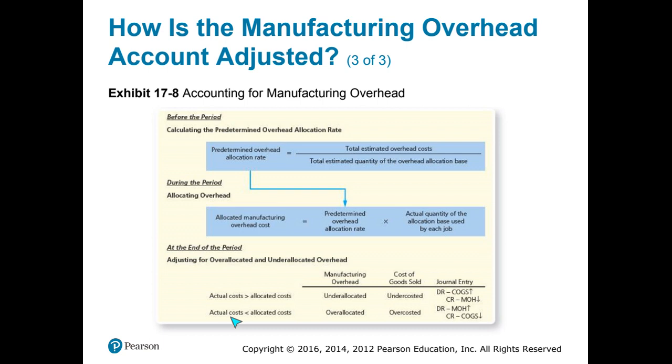For your actual cost, if they are less than your allocated cost, then you had an over-allocated manufacturing overhead, over-costed cost of goods sold. Debit your manufacturing overhead, and credit your cost of goods sold to adjust it.